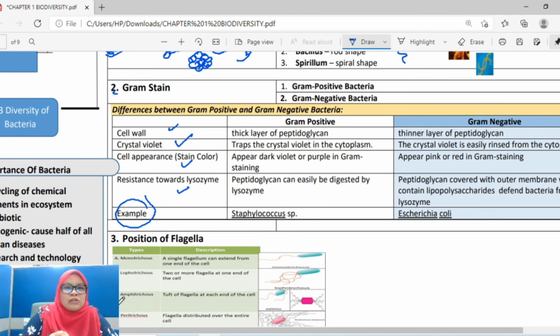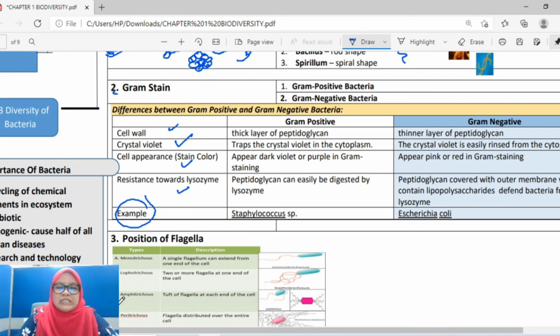Okay, katakan kita dah tahu bakteria dia ada kapsul. Okay, semua bakteria ada kapsul. Kebanyakan bakteria memang ada kapsul. So untuk gram negatif ini dia akan ada satu layer extra pada kapsul itu. So sekiranya ada lipopolysaccharide layer tu, ada extra layer, so bakteria ini lebih susah sedikit untuk dibunuh.